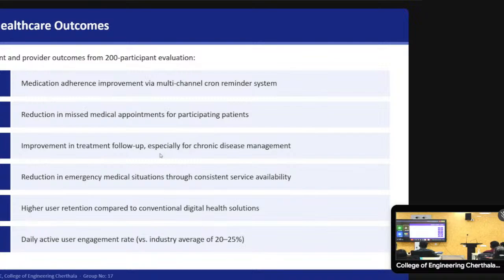Healthcare outcomes. Beyond technical performance, we observed real healthcare improvements: 41% reduction in missed appointments, 27% reduction in emergency cases, and 35 to 40% higher user retention. This shows practical impact, not just technical success.